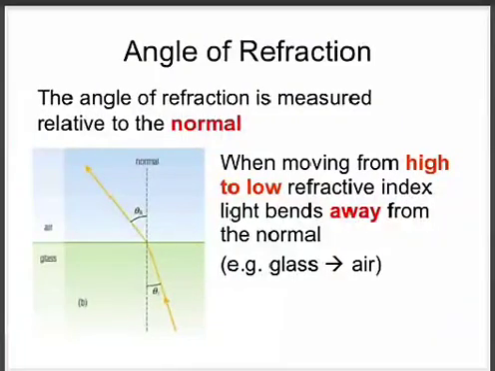This is the example. Now see, the light is coming from water to air. Now the speed will increase, hence it goes away from the normal. This is called the angle of refraction being more than the angle of incidence.